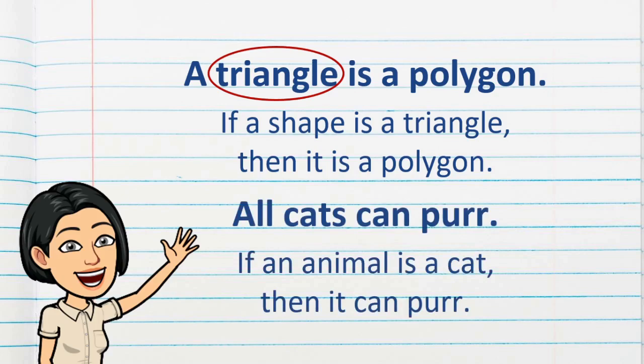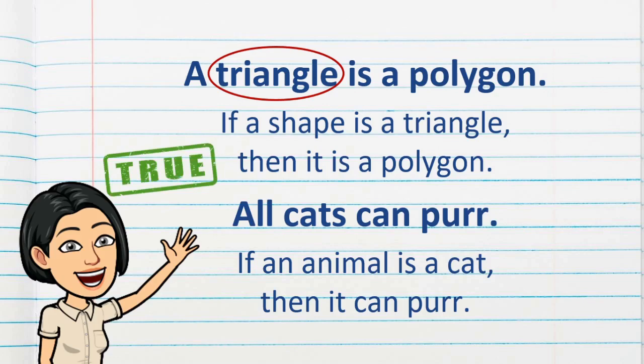Now let's analyze our statements. For the first statement, what is the meaning of a polygon? A polygon is simply a closed figure composed of straight lines. A triangle is a closed figure with 3 sides, composed of 3 straight lines. Therefore, a triangle is considered a polygon. So, this statement is true.